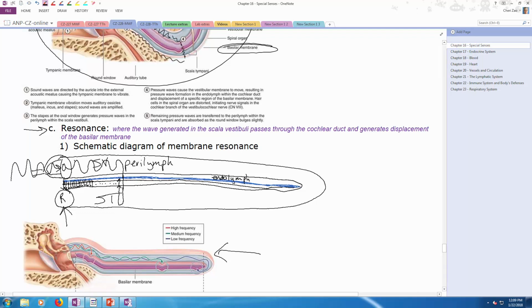Now we'll still have that fluid wave here. So as the oval window moves in, the round window will be bulging out. And so we do know that. This here, the schematic diagram that we're drawing, is just that snail shell, and its membranous labyrinth all stretched out. One of the things that's important is that it is continuous. The scala vestibuli is continuous with the scala tympani here at this tip.